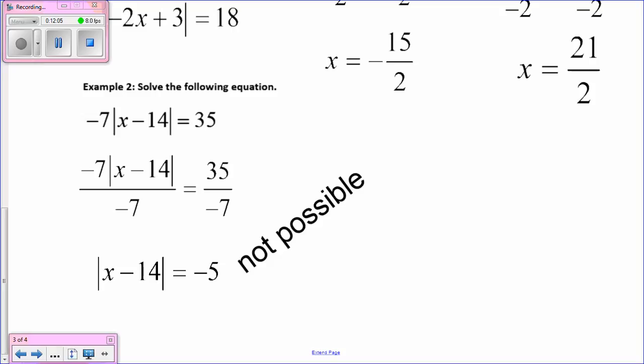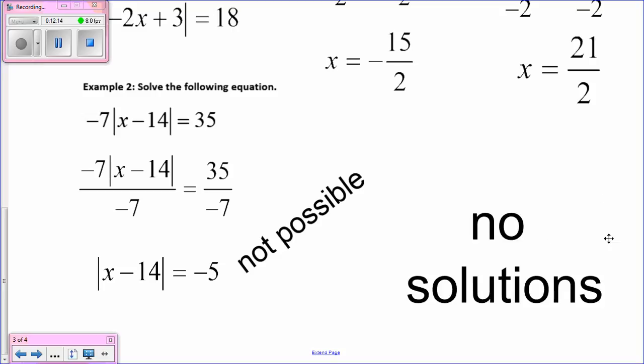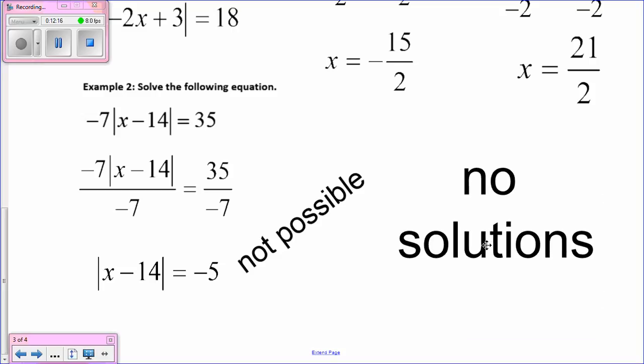So when that happens, you have to be very, very aware of it. When that happens, there are no solutions. Not possible. And that would be our answer: no solutions. And I know, it's tricky, isn't it?